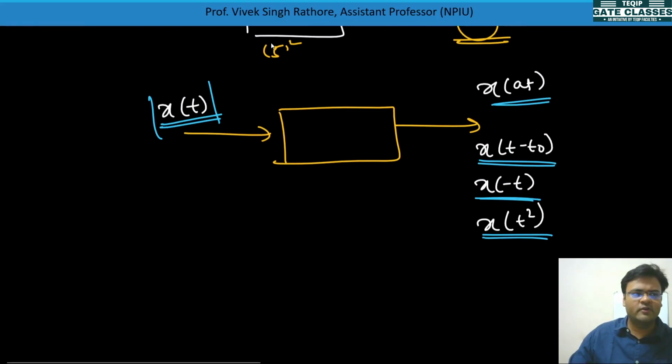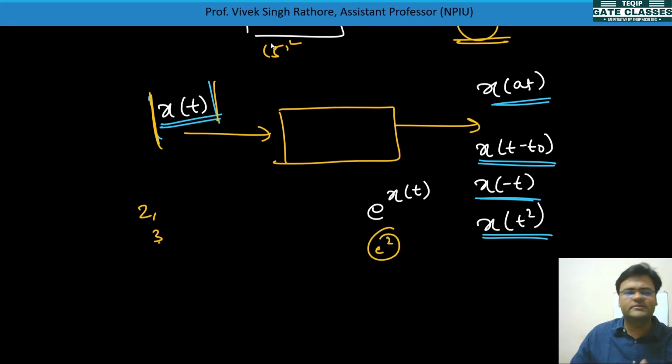Let's suppose x(t) is the given input and you are getting the output e to the power x(t). If x(t) is a bounded signal, let's suppose x(t) has some value like 2 or 3, then e to the power of that value will come, it is not an infinite value, some finite value will come. So this system is also a stable system.